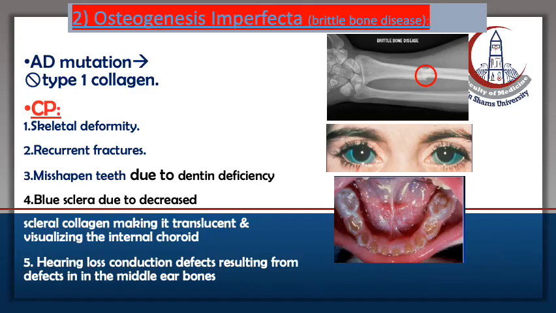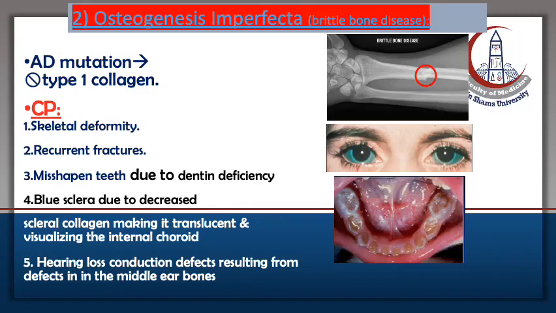Those fractures undergo healing process which is weak and incomplete, leading to multiple deformities. In addition, they have a misshapen teeth or abnormal teeth growth. Why? Because they have a dentine deficiency, which is deficient in collagen type 1 as an important component of the normal dentine.